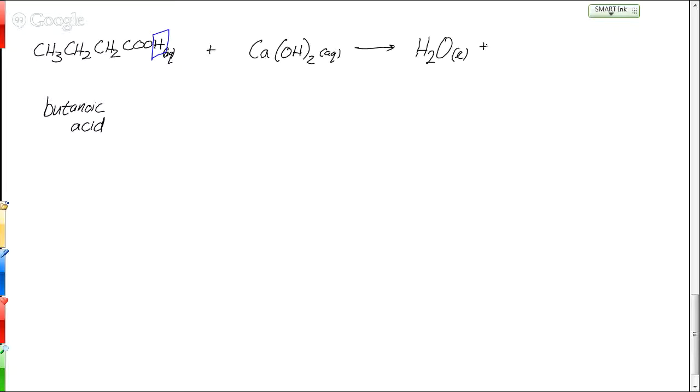So you're going to have the butanoate ion, and then you just put the calcium at the end of that. So it'd be 2 of those per calcium. Or you could put the calcium first if you like. I guess we've been doing it more that way, so let's do it that way to keep it consistent.